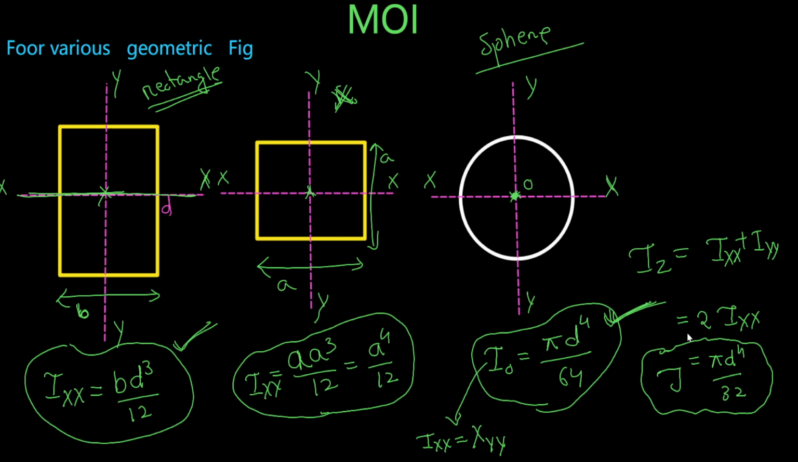By using the perpendicular axis theorem, you can calculate the polar area moment of inertia. And by using the parallel axis theorem, suppose I am taking another axis, and this axis is called AA. If you know the area moment of inertia about the xx axis, you can calculate it about the AA axis. Suppose this distance is called h.